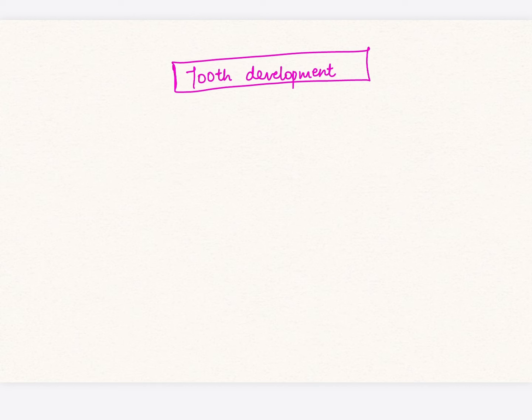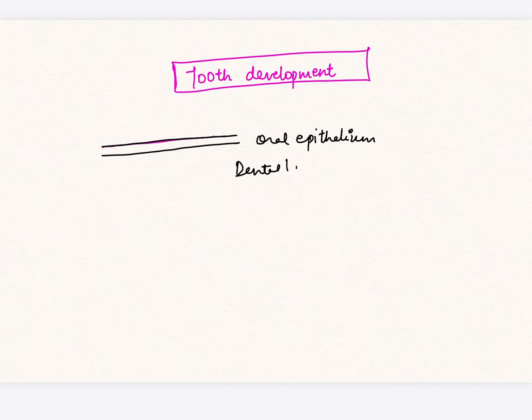Basically, tooth development is a complex process and has different stages. So we will understand it in simpler language. So first, this is oral epithelium and this is dental lamina. The oral epithelium and the dental lamina are separated by a very thin basement membrane.